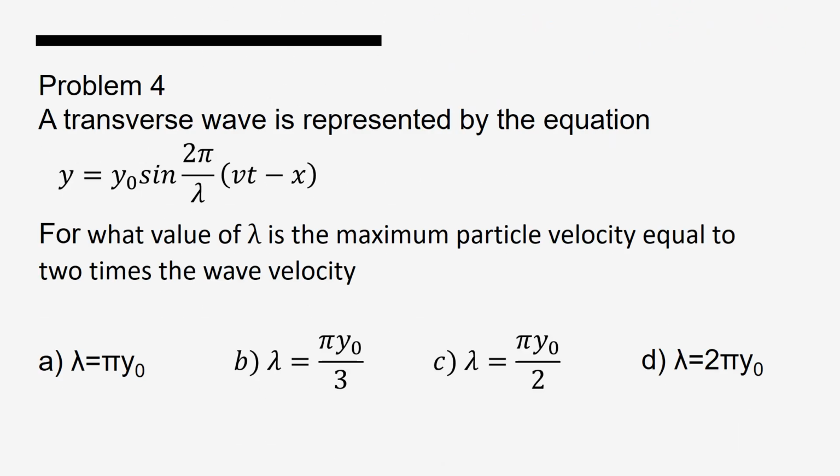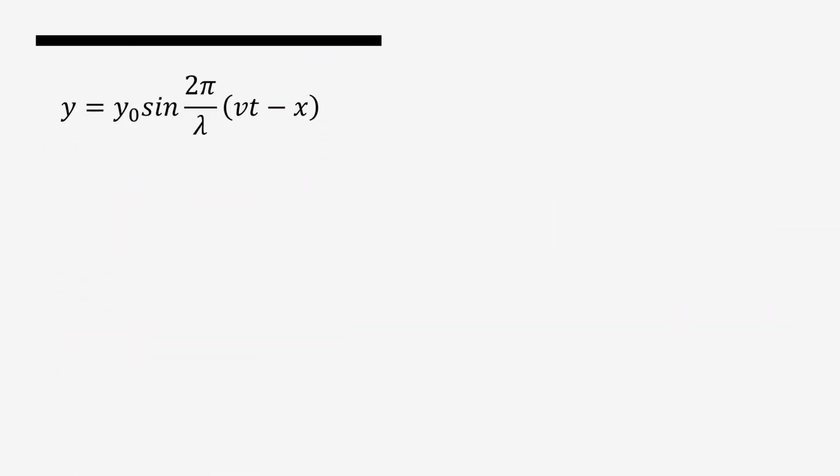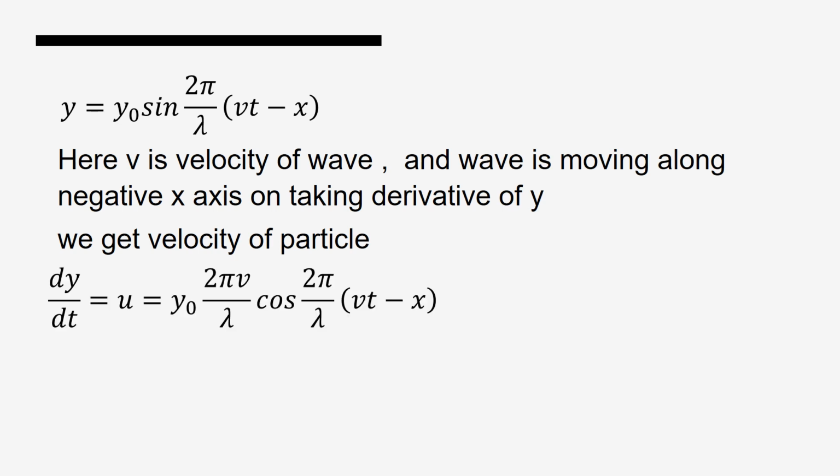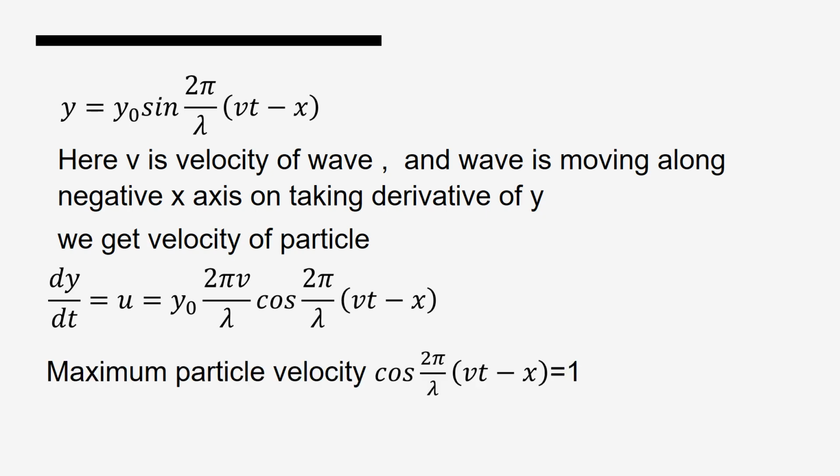Problem 4. Wave equation for a particle is y = y₀ sin(2π/λ (vt − x)). In the equation, v is the velocity of the wave, not the velocity of the particle. Taking the derivative of y with respect to t, we will get the velocity of the particle as u = y₀ · 2πv/λ · cos(2π/λ (vt − x)). Here also, we treat x as constant as explained before.